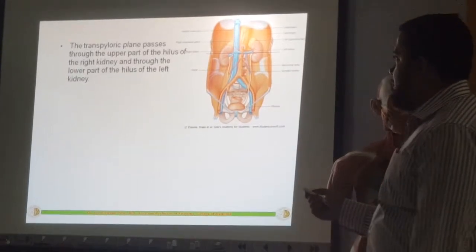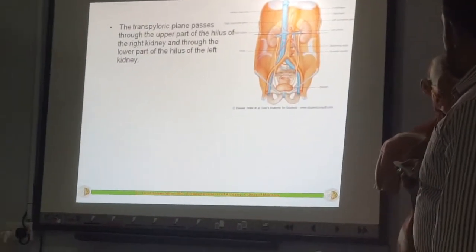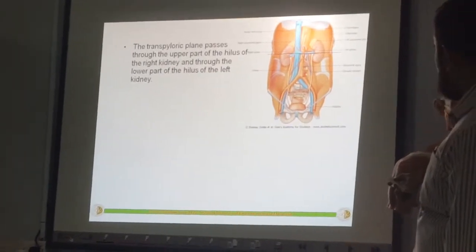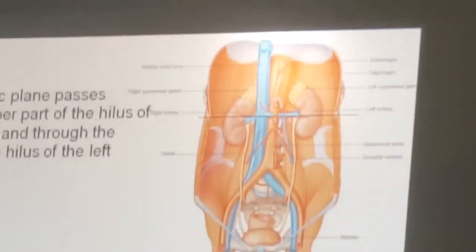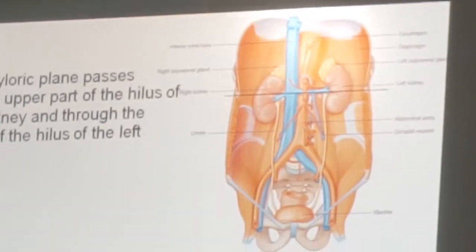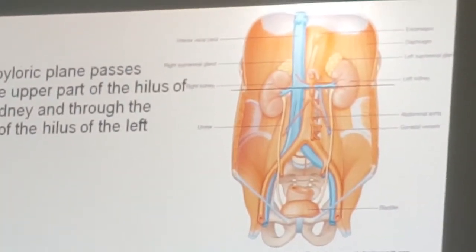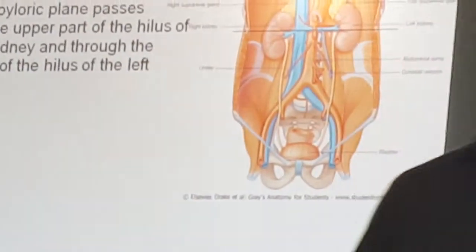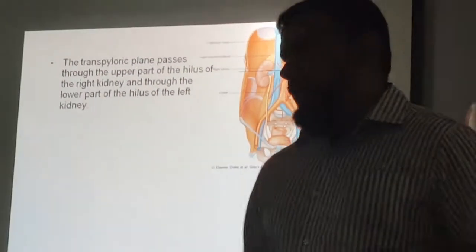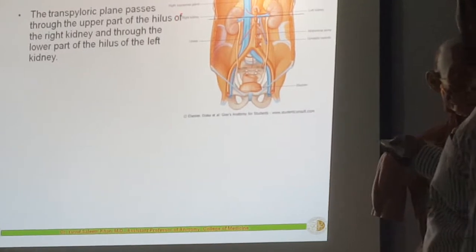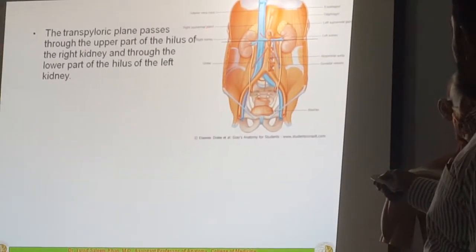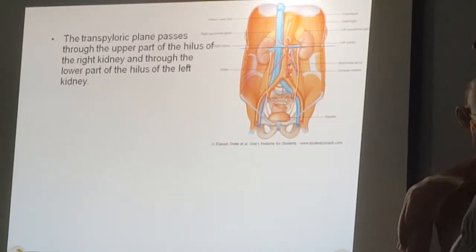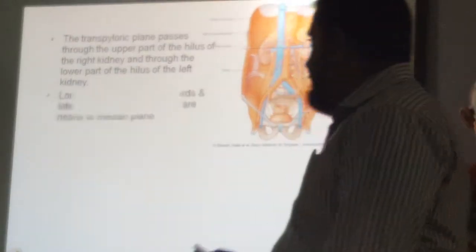Okay. If you draw this transpyloric plane, this part of the kidney is called the hilum. So this transpyloric plane passes above the hilum of the right kidney and below the hilum of the left kidney. Why? Because the right kidney is below and the left kidney is higher. So if you pass this line, the transpyloric plane, it will pass above the hilum of the right kidney and below the hilum of the left kidney. This is the difference.